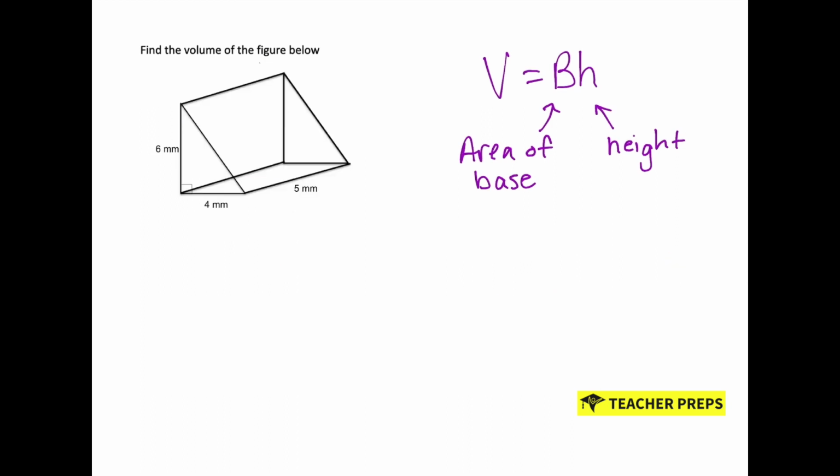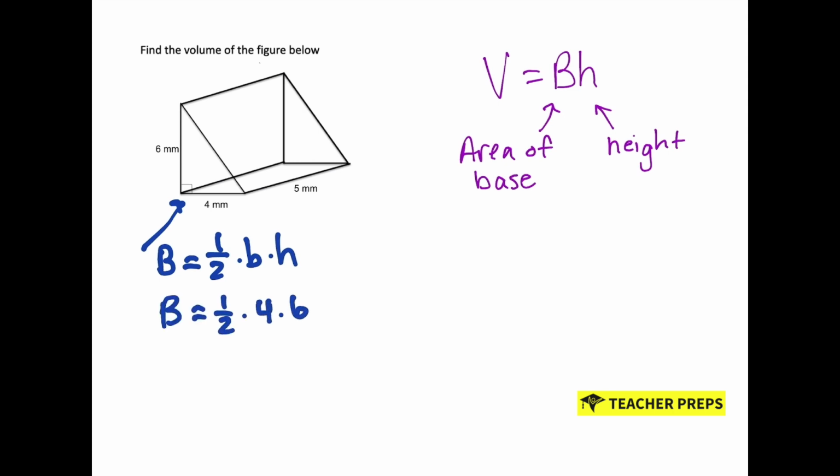The equation for volume, which is capital B, or the area of the base, times H, or the height, is the same equation that you would use to find the volume of all prisms and cylinders. Here we have a triangular prism, so we could use this same equation to find the volume. You can find capital B, or the area of the base, of a triangle by taking 1/2 times the base times the height. So we can take 1/2 times 4 times 6. Half of 4 is 2, and 2 times 6 is 12. So the area of this base is 12.